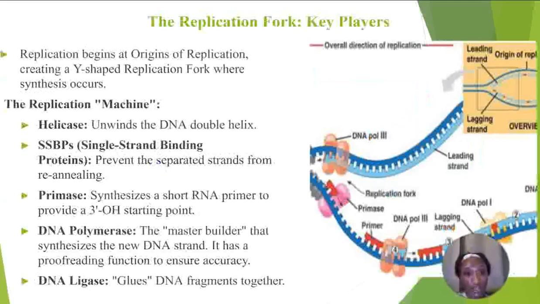And the replication fork has some key players. The helicase unwinds the DNA double helix. The single-strand binding proteins, also known as SSBPs, prevent the separated strands from rejoining. Primase synthesizes a short RNA primer to provide a 3'-OH starting point. DNA polymerase is the master builder that synthesizes the new DNA strand, and it has a proofreading function to ensure accuracy. And DNA ligase glues the DNA fragments together. You can see the image to the right.